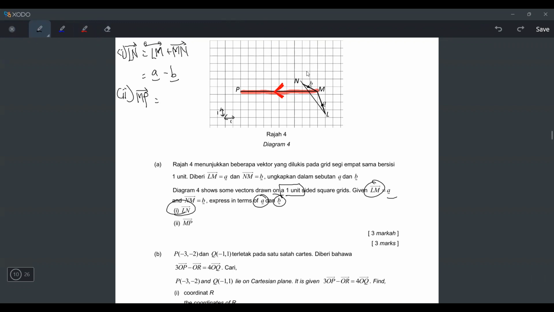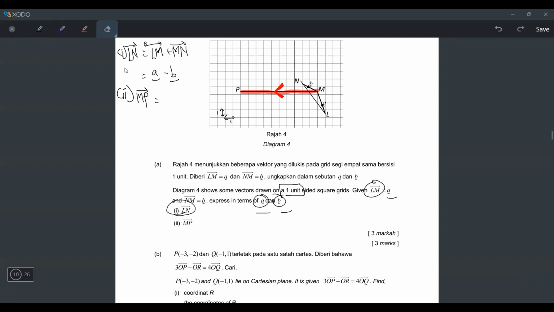First of all, they want the answer in terms of A and B. So you cannot tell me the answer is negative 10i plus 0j. You can't tell me that, because that is a coordinate vector, and they already said the answer needs to have A and B. If you do it like this, it's wrong. They don't want the answer in terms of i and j. They want it in terms of A and B.